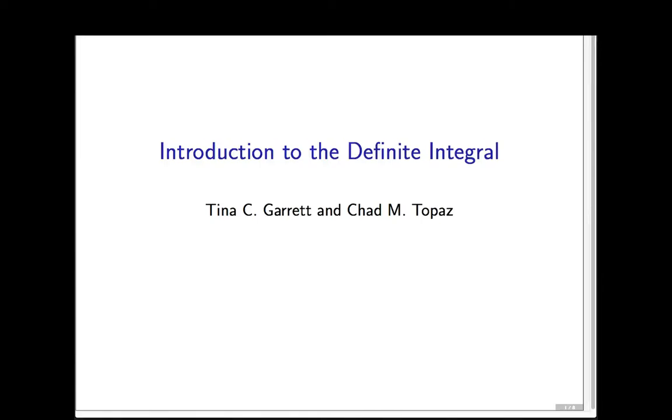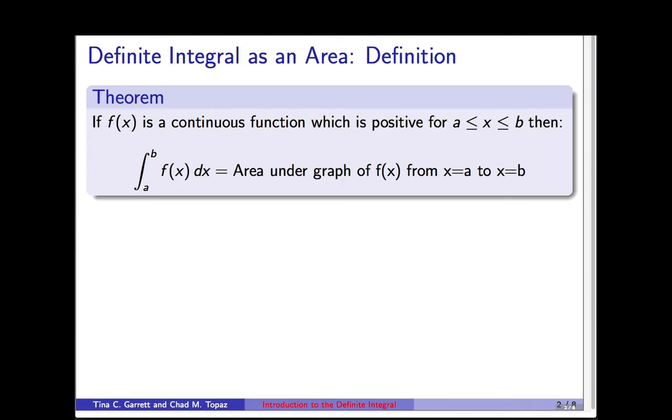This lesson is an introduction to the definite integral. We'll start with a theorem that basically continues what we were looking at in the previous lesson: if you have a continuous function, and we're not going to worry too much about that, but just a nice smooth function that you can draw without picking up your pen, and if that function is positive for all x values between some number a and some number b, then we're going to say that this symbol, the integral from a to b, is equal to the area under the graph of f of x from x equals a to x equals b.